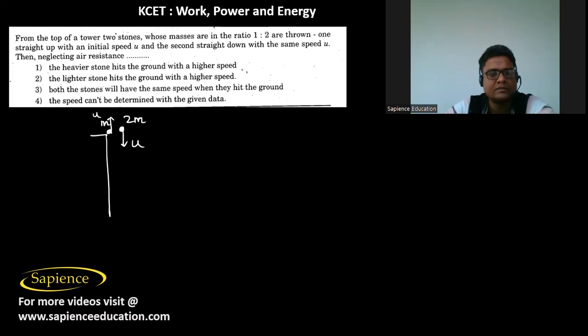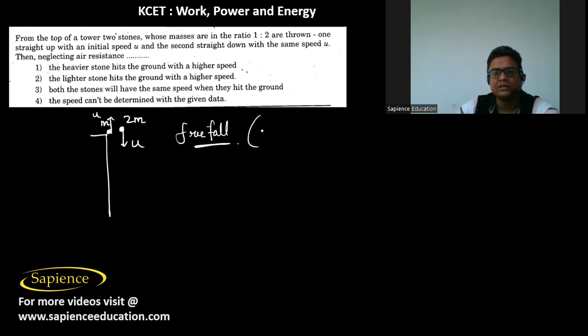the lighter stone hits the ground with higher speed. So which one will hit the ground with a higher speed? That we have to find. Here we have to neglect air resistance, it means they both are in free fall. So we can use the principle of conservation of mechanical energy. The total mechanical energy is conserved here.